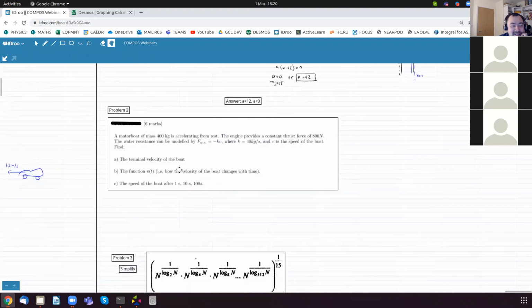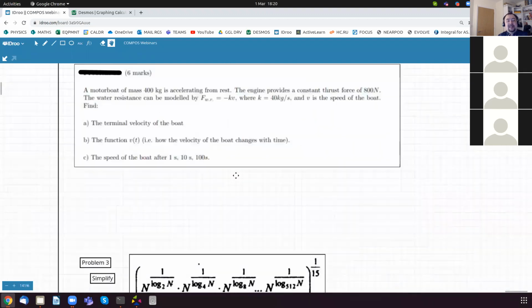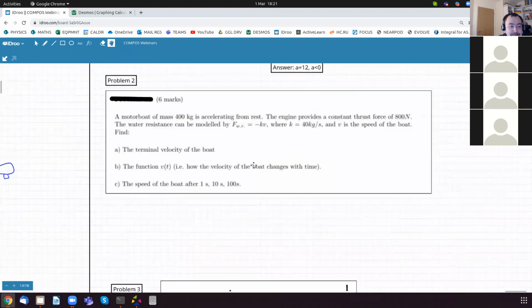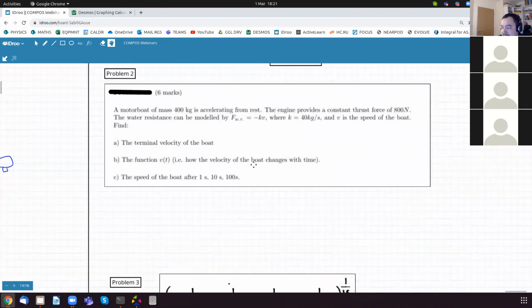Okay. Now, a differential equation. This is the next problem. This is one of the problems that didn't make it into the assignment, but it is very similar to the differential equations that you have.